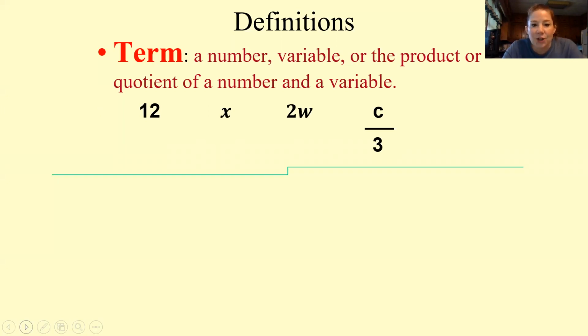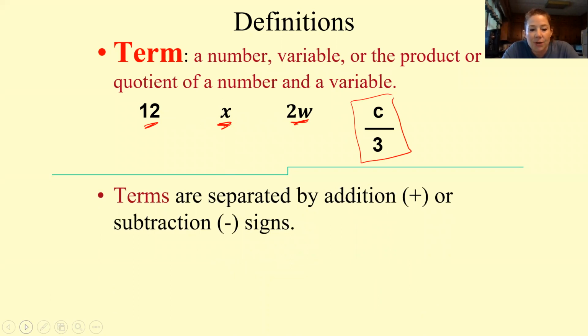All right, so like I said, terms can be numbers, normal numbers like a 12. They can be a variable by itself, so x could be a term, or the product of a number and a variable, like 2w, that's a term, or the quotient of a number and a variable, like c divided by 3. This is a term. So these 4 things can all represent terms. Now, whether we put plus symbols or minus symbols in between them depends on what the sign of each term is. Like I said, terms are separated by plus symbols and minus symbols.